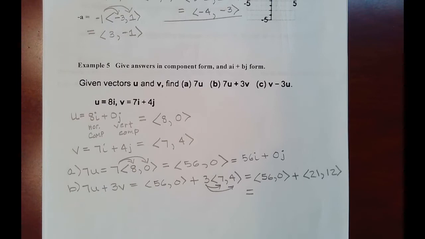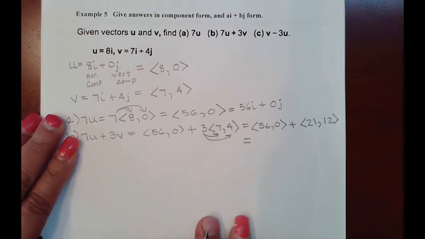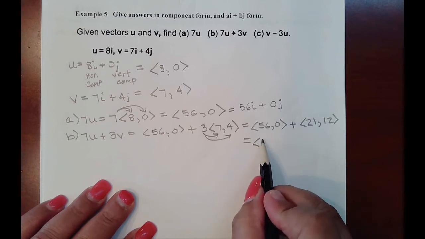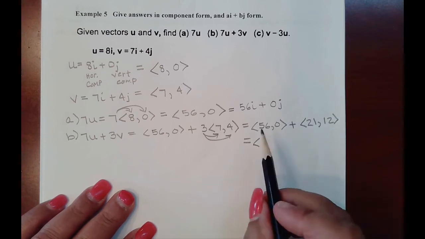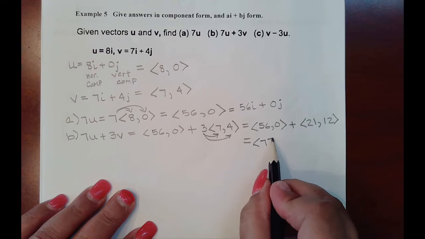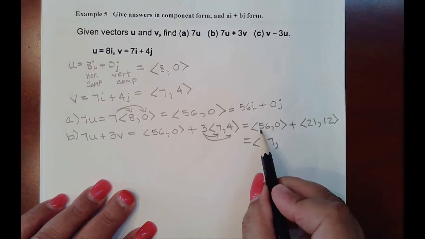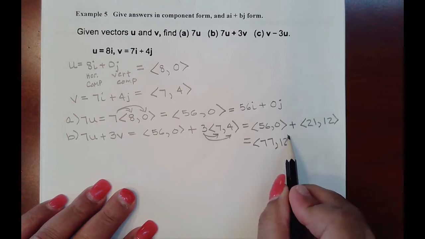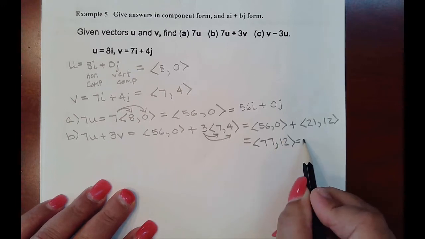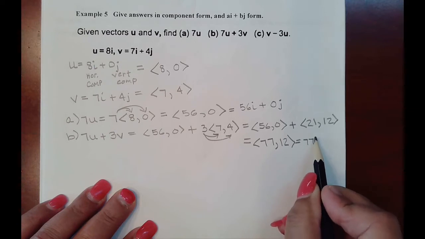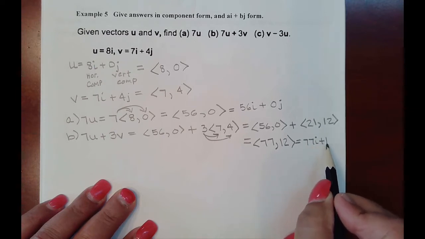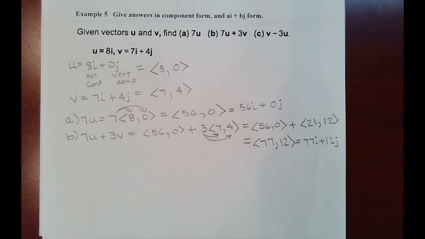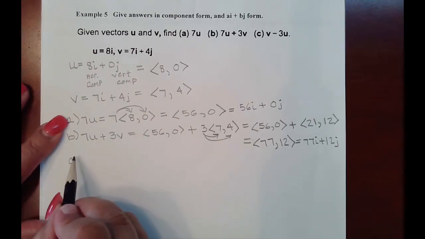So when we finally get to the part where we're able to add the vectors, it's front component added to front component. In other words, you're putting those horizontal components together, so that would give you 77. This plus this, and then 0 plus 12 is 12. And if you want to give that in ij form, it would be 77i plus 12j. Okay, 2 different forms for giving your answers.